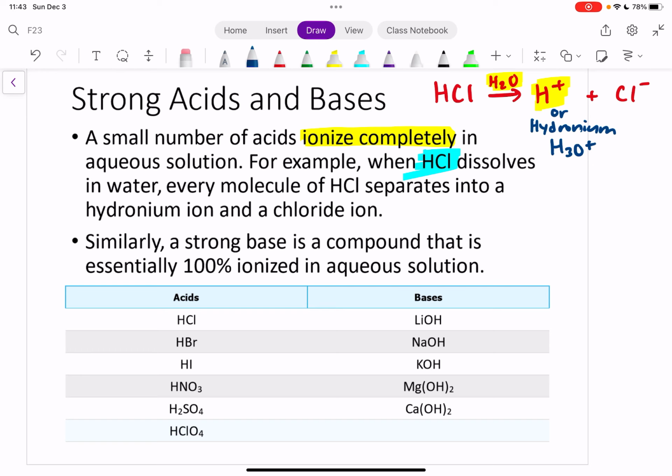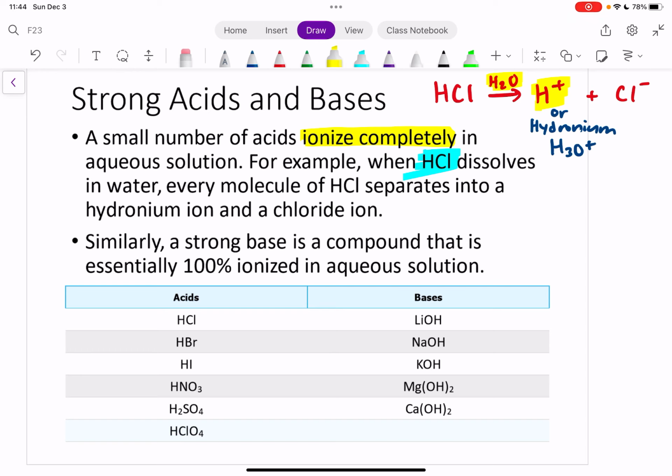Likewise, a strong base is a compound that is 100% ionized in aqueous solution. So things like LiOH. When we put LiOH in water, it breaks into a hydroxide ion and a lithium ion. Or here we've got NaOH, a sodium ion and a hydroxide ion. They 100% dissociate in water, or ionize in water.